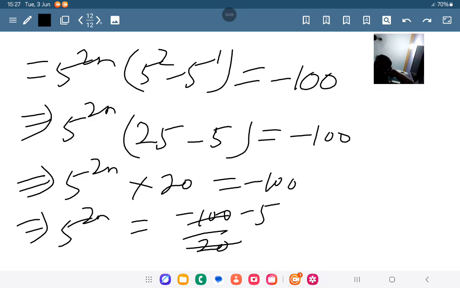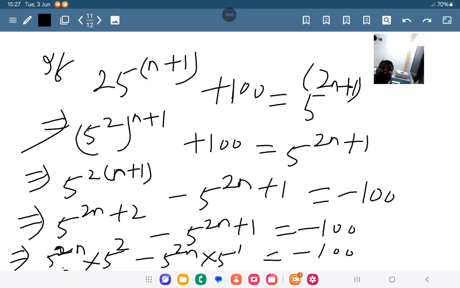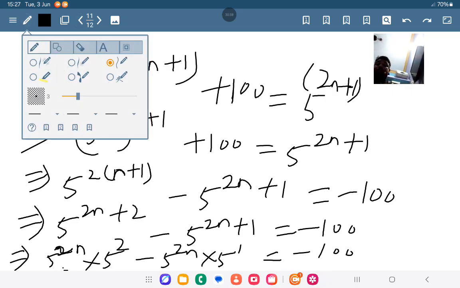n equal to 2. Answer will be n equal to 2. How is it possible? Okay, here's some mistake. I've committed some mistake here. Just look here.